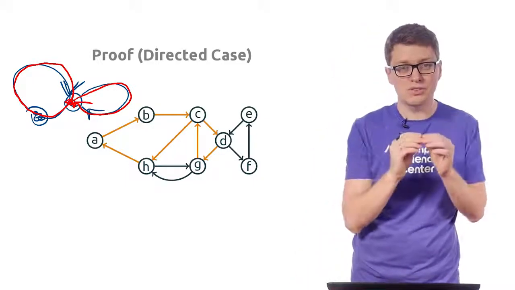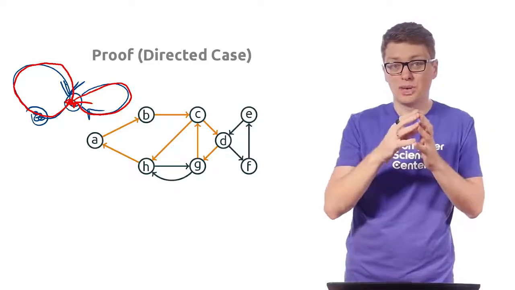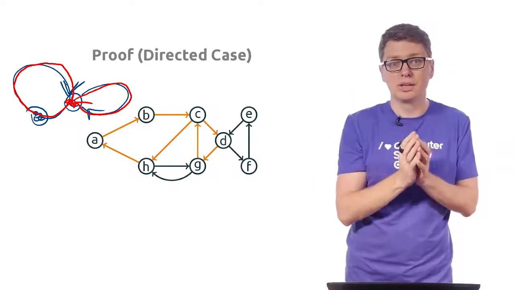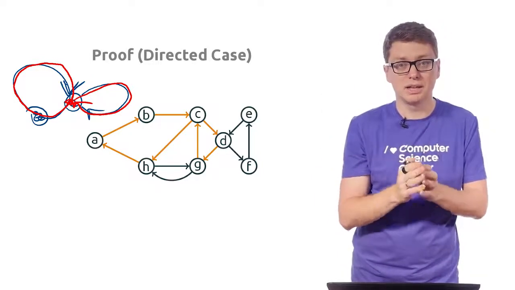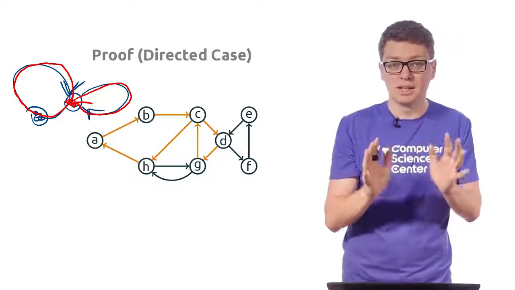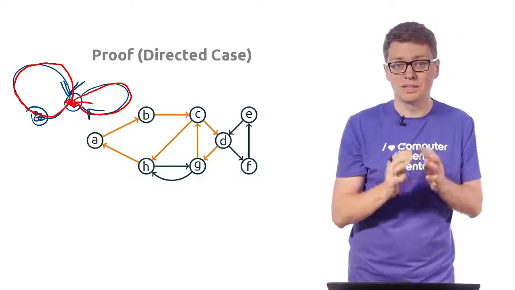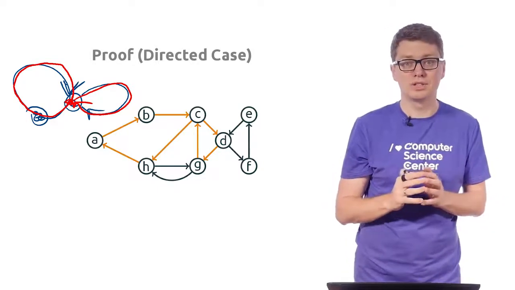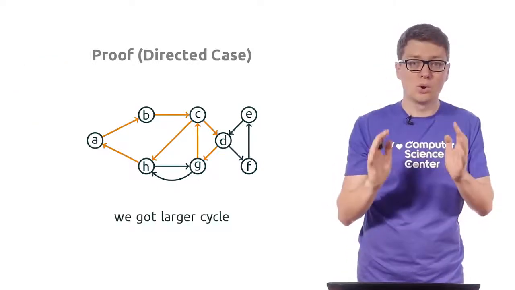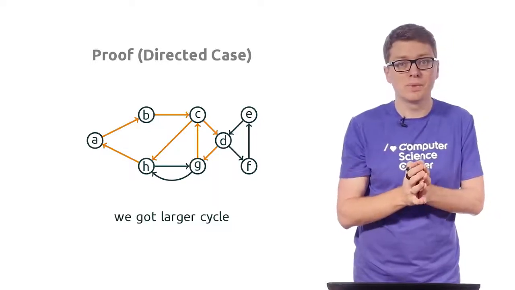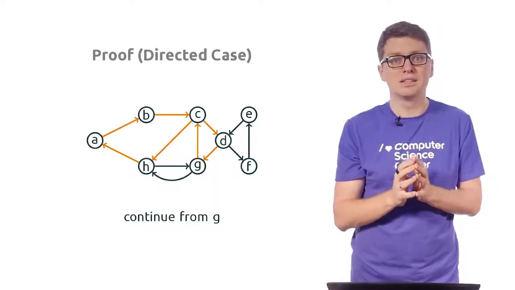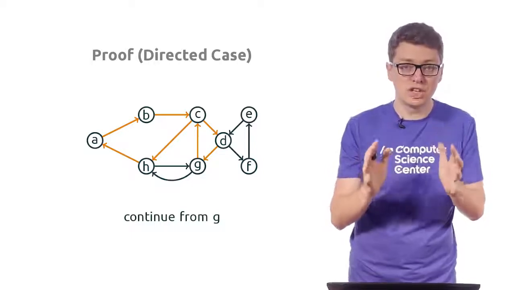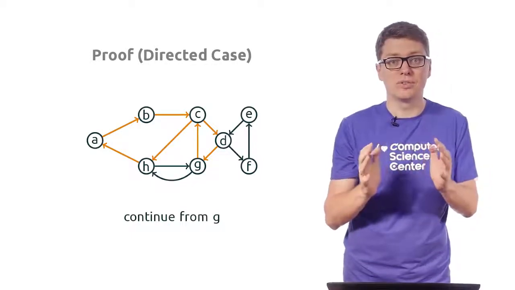Okay, we first constructed some cycle and then we actually extended it by gluing some additional cycle. And what we get now is still some cycle that visits some edges, and it is still not an Eulerian cycle because there are still untraversed edges. But now we are going to repeat the same procedure. Now we have a larger cycle, and in this cycle there is a vertex G which still has untraversed edges.